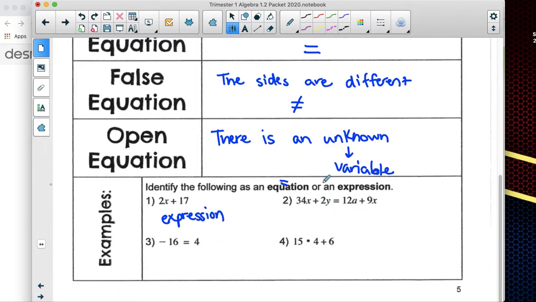Okay, here on this one, number 2, I see I have 34x plus 2y equals 12a plus 9x. Now I can't figure out what number this is going to actually end up being because we don't know what x is and we don't know what y is. So I can't say like, oh, this is 62. Okay, but there is this equal sign. So because of that equal sign, that makes this an equation.